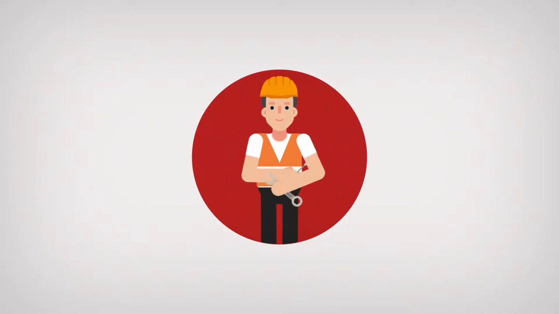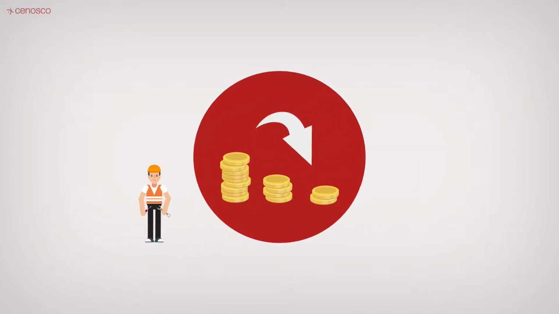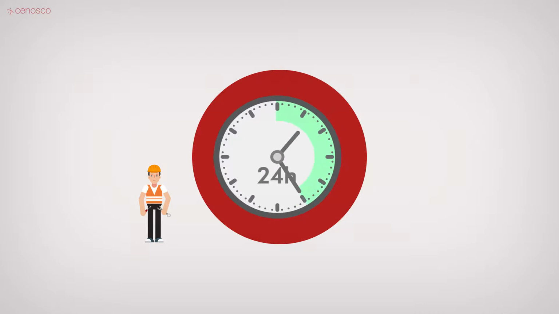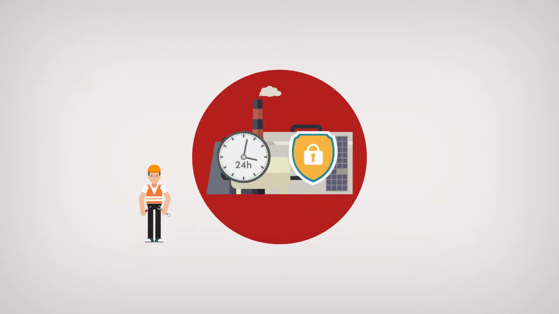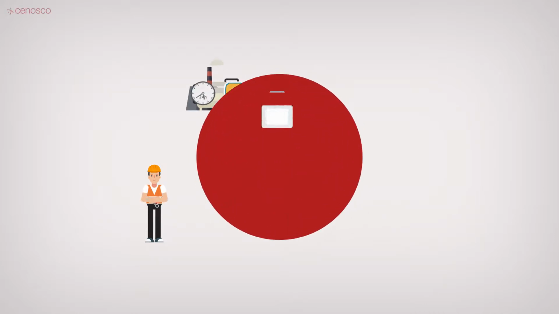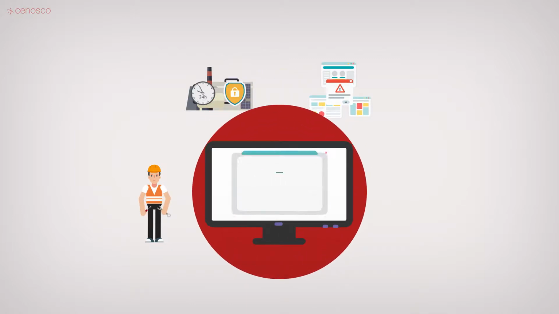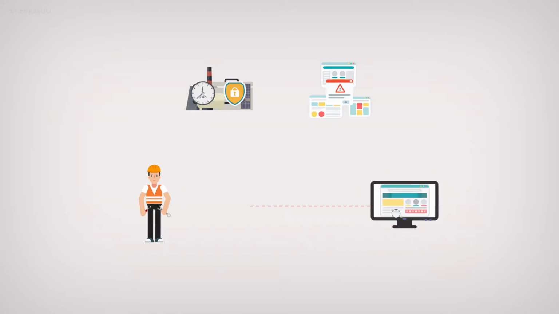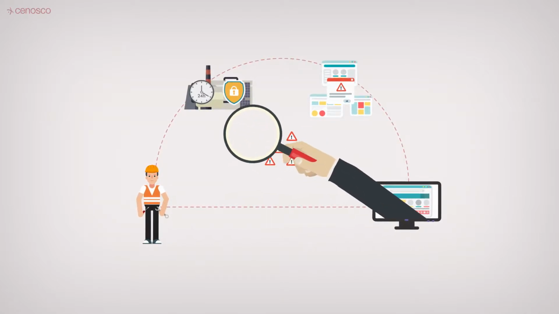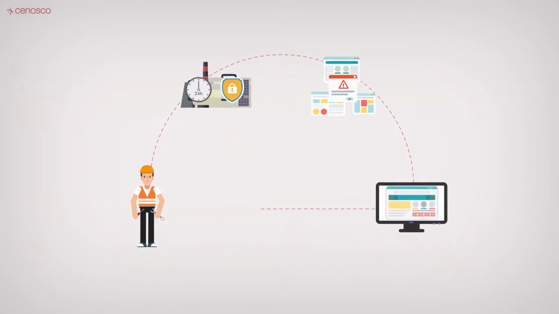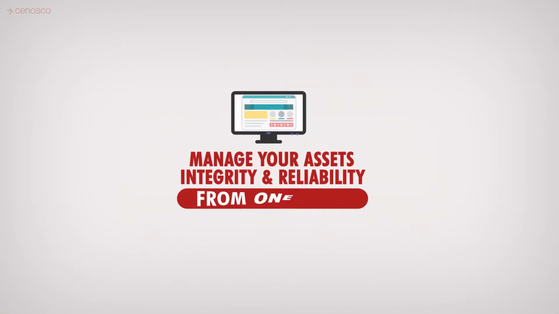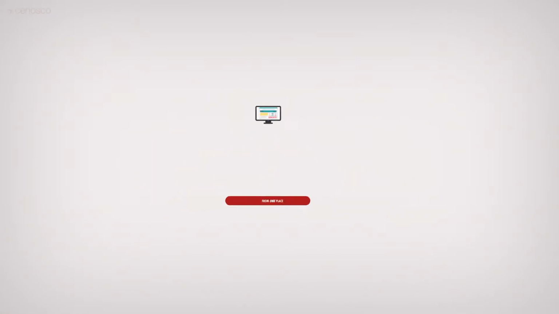Are you still too reactive when it comes to your assets maintenance strategy? Do you struggle with shrinking budgets while striving to keep your plant's availability and utilization high? Are you using multiple tools that don't talk to each other? Wouldn't it be better if they were integrated in a tool that helps you focus on the right spots of the risk assessment process? The Integrity Management System helps you manage asset integrity and reliability from one place.